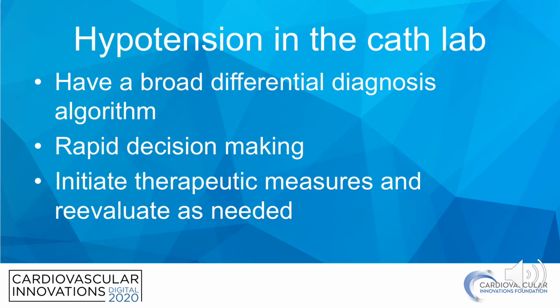This morning you've heard some specific ways to manage coronary complications, but it's important to understand the overall approach to hypotension in the cath lab. Anytime you're encountering hypotension in the cath lab, you want to make sure you have a broad differential diagnosis and that you don't miss any potential cause of the patient's hypotension. When hypotension is critical, decision-making needs to be rapid but systematic, and you need to initiate therapeutic measures quickly but continue to reevaluate as needed whether or not the patient's responding appropriately.